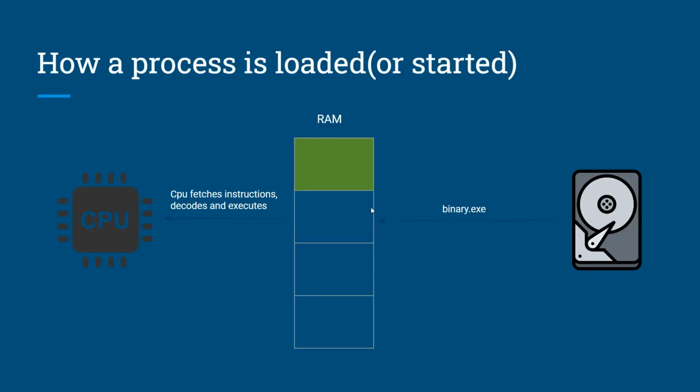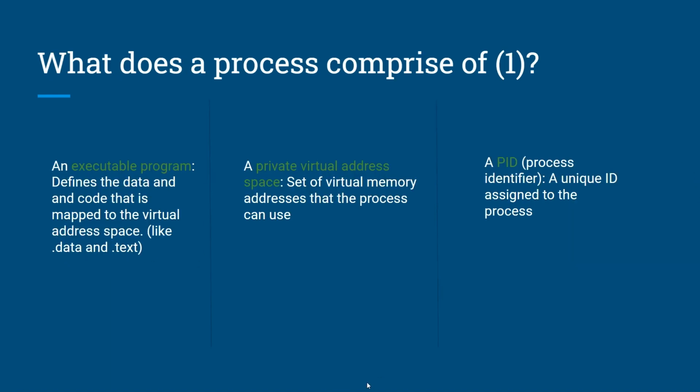So for a process, you have some compiled program on your hard drive. This is in the context of Windows, that's why I have .exe and not an ELF executable for Linux. So binary.exe is loaded from your hard drive into your RAM. Now the CPU is actually able to fetch instructions from the RAM, decode, and execute. So the CPU is the brain. I'm assuming you know that, it's pretty basic stuff.